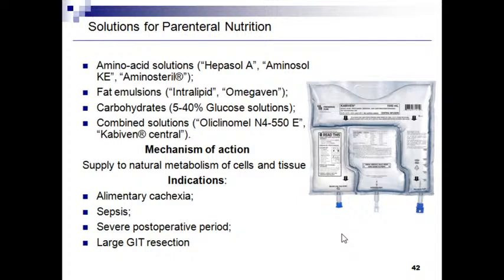Any pathological condition when the patient cannot take fluid orally. What are the states? Alimentary cachexia, for example, bad patients, sepsis, severe postoperative period, after major surgeries, after cardiovascular surgeries, after operations on gastrointestinal tract, lungs, respiratory system, kidneys, when the postoperative state is very severe and the patient cannot take fluid during several days.